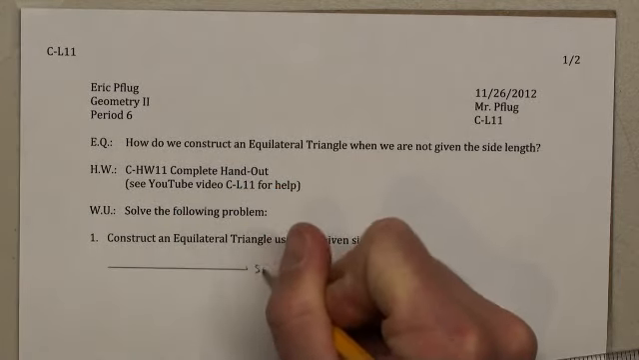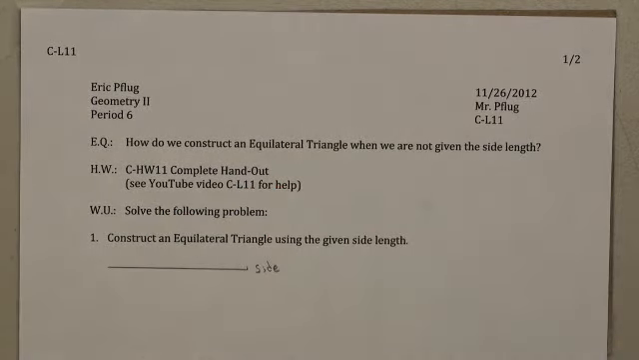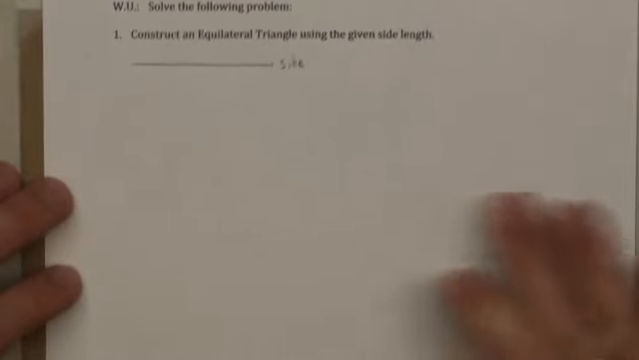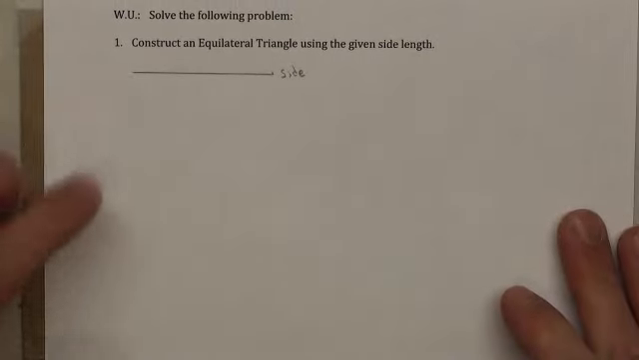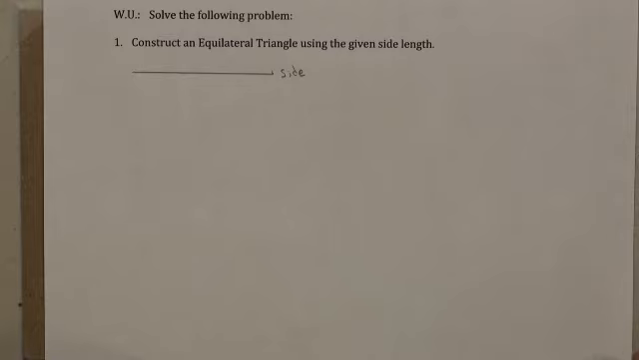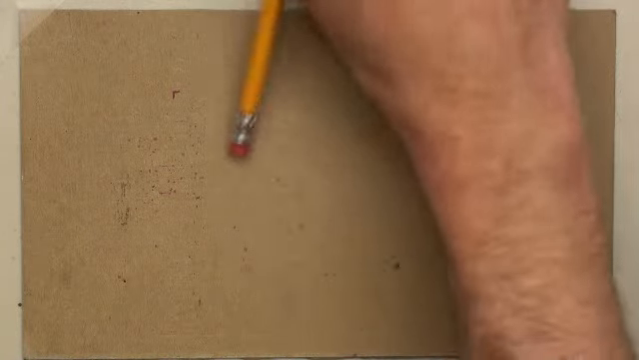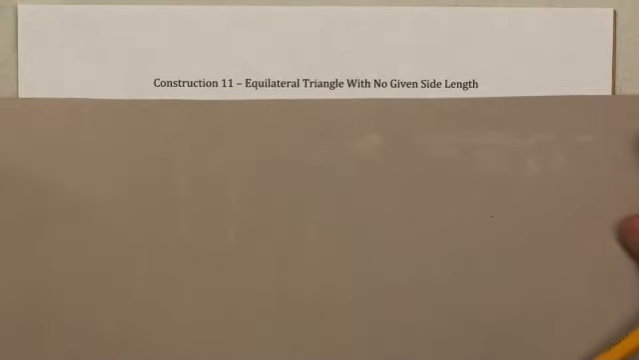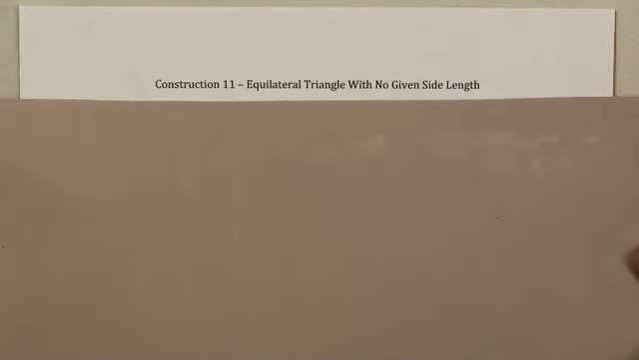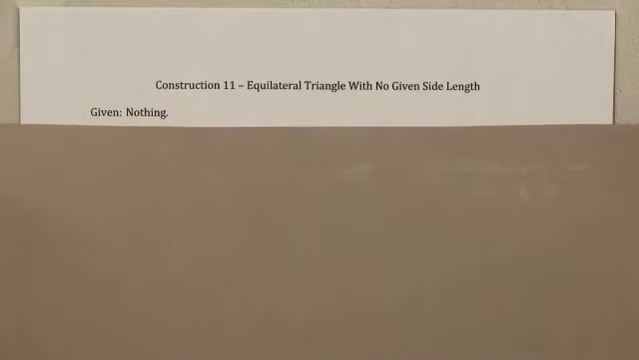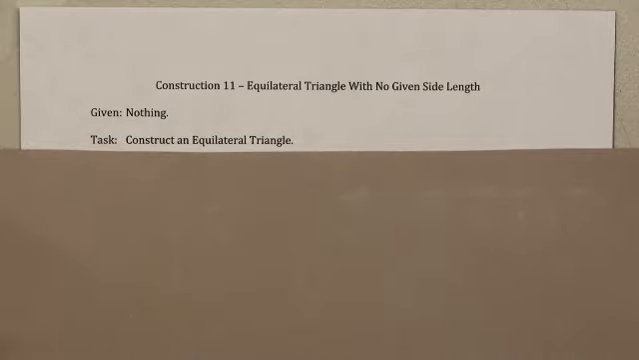Let's say that is the given side length, 2 inches. So in the space below here, you're going to create an equilateral triangle using that given side length. Alright? Then you can turn the page over. At the top, you can put construction 11, equilateral triangle with no given side length. You're given nothing. Your task is to construct an equilateral triangle.